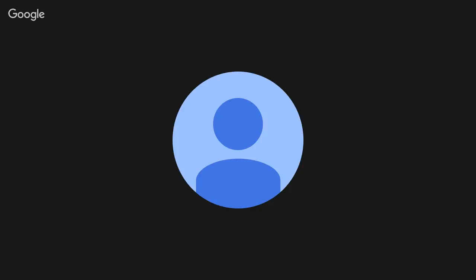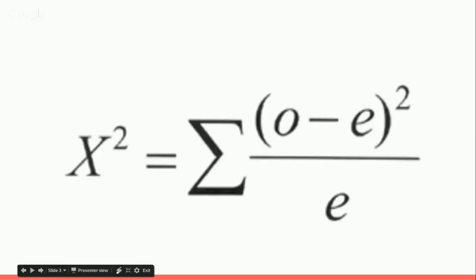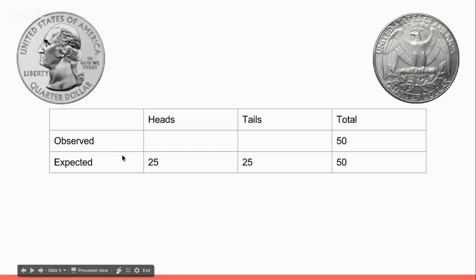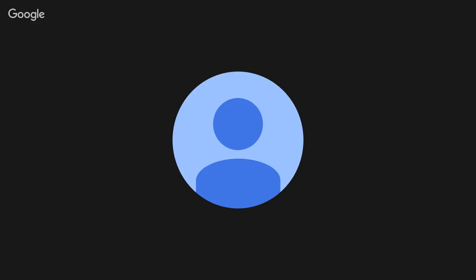To introduce these tests, we'll start with a simple non-biological example. We want to determine if a coin is fair. Are the odds of flipping the coin heads up the same as tails up? We collect data by flipping the coin 50 times. It is expected for the coin to land on heads 25 times, and it is expected for the tails to land 25 times. The coin landed heads up 20 times and tails up 30 times.